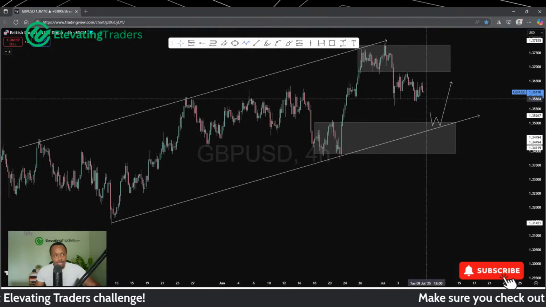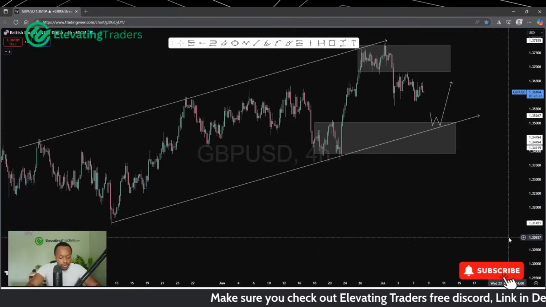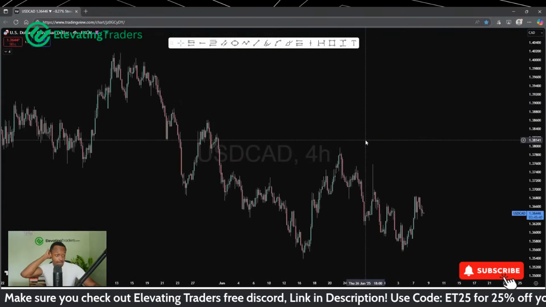Equally for the selling opportunities, I would want to see price break through that. Then we can speak about some shorts, but again, we'll probably dive into that maybe next week or whenever it does happen, if it does happen.